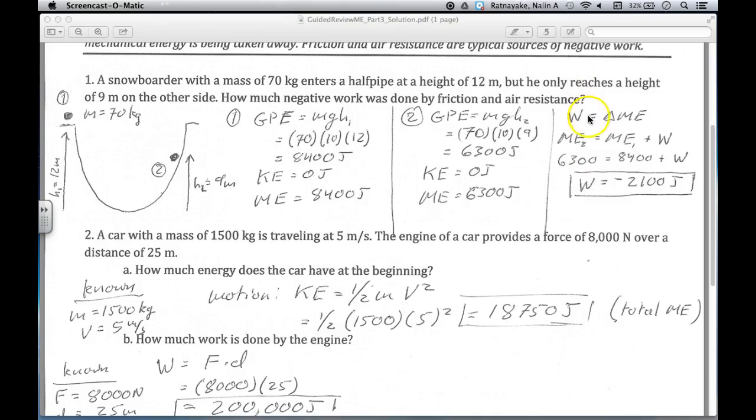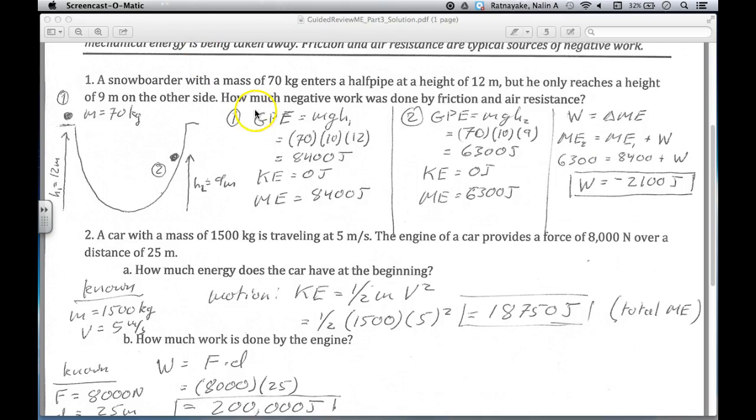So what was lost? Well, we can set it up as an equation. Work equals the change in mechanical energy. I also wrote my work energy theorem: my final mechanical energy, the mechanical energy at position 2, equals whatever I started with, mechanical energy 1, plus the amount of work done. Well, I know what two of these things are. I know I ended up with 6,300 joules. I know I started with 8,400 joules. So let's plug it in. And also, quite intuitively, we end up with negative 2,100 joules of work done. That is the amount of energy that friction and air resistance transferred out of the snowboarder as the snowboarder went from one side of the half pipe to the other.